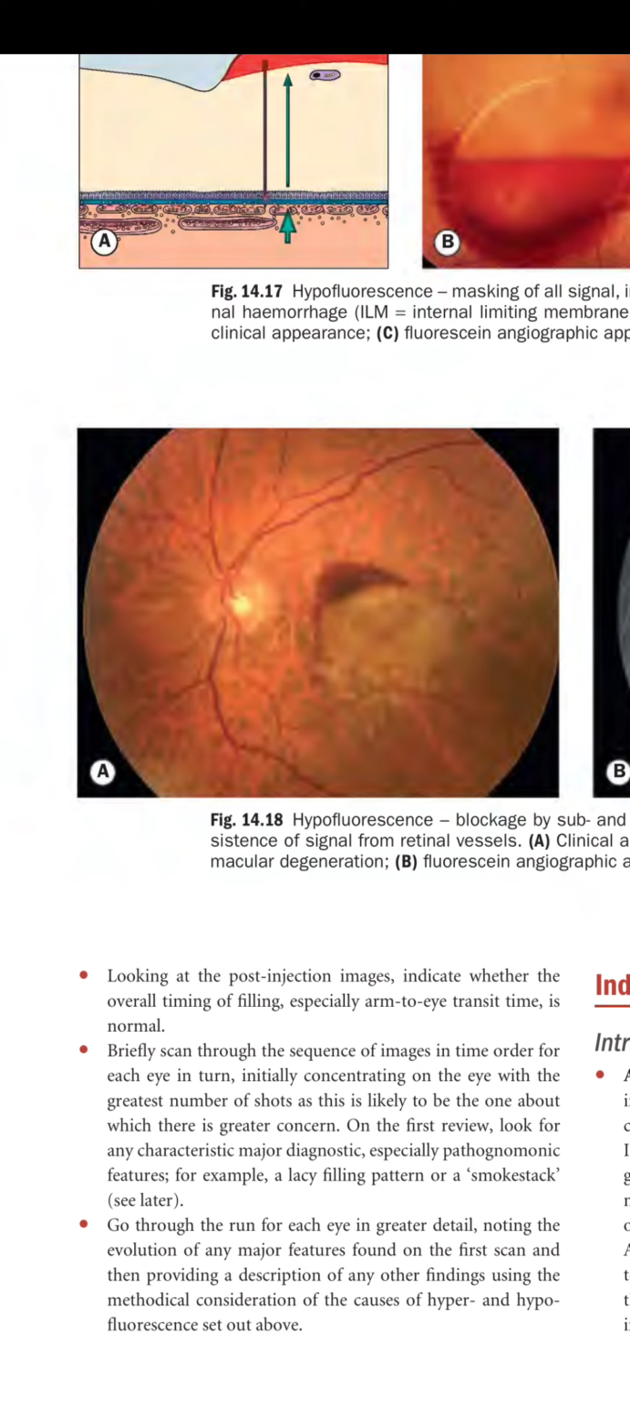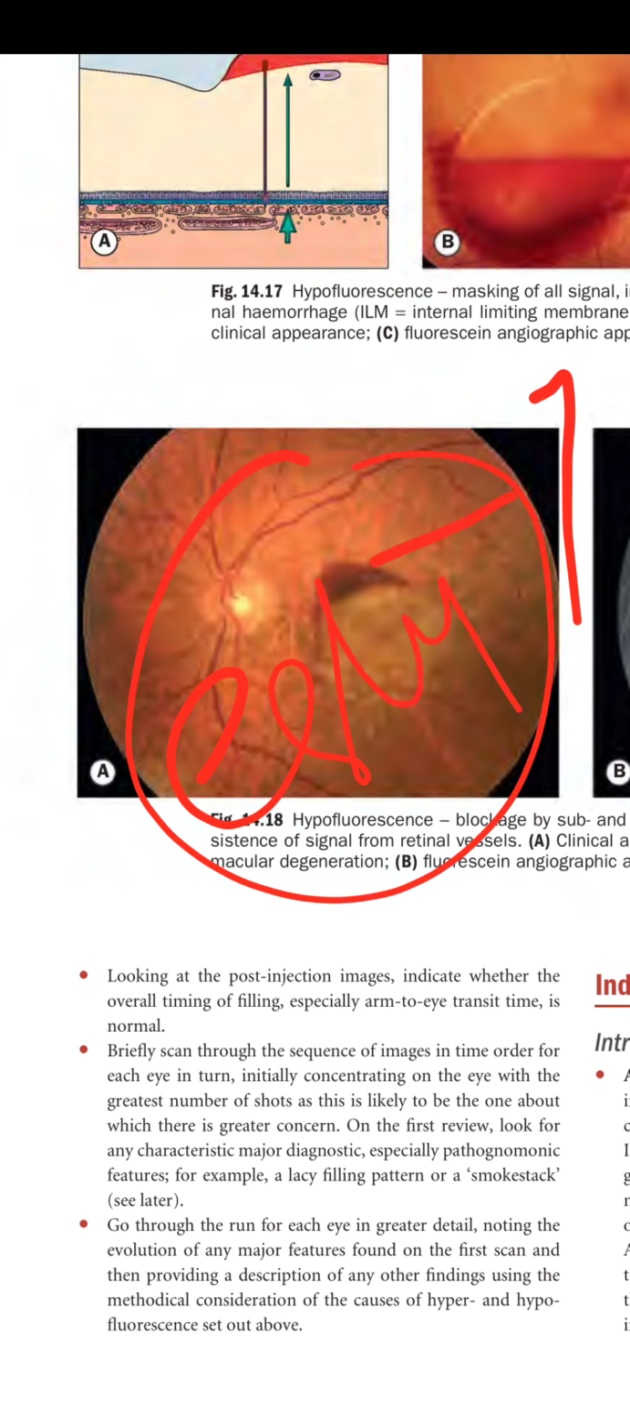Looking at the post-injection images, indicate whether the overall quality or timing of filming, especially the arm-to-eye transit time, is normal. Briefly scan through the sequence of images in time order for each eye in turn, initially concentrating on the eye with the greatest number of shots, as this is likely to be the one about which there is greater concern. On the first review, look for any characteristic major diagnostic, especially pathognomonic, feature, for example a lacy filling pattern or a smokestack pattern. So you can see some early findings which are characteristic of a lesion, for example a case of a smokestack.